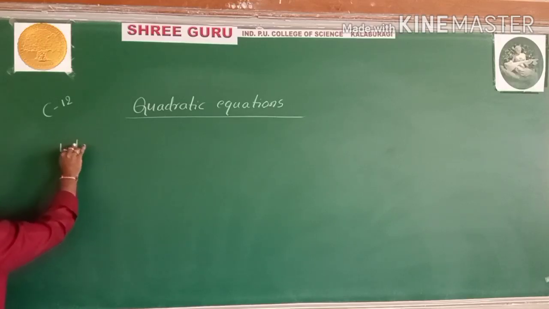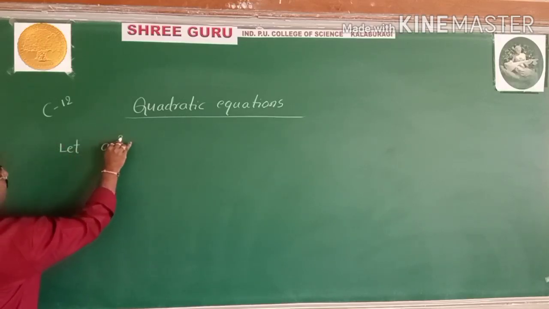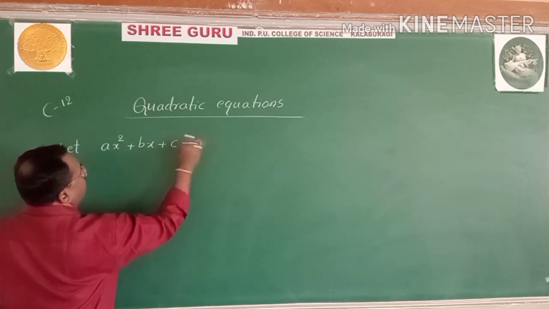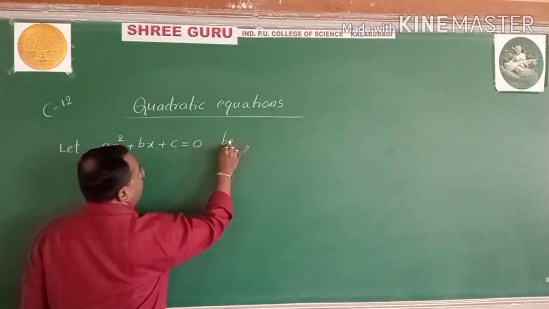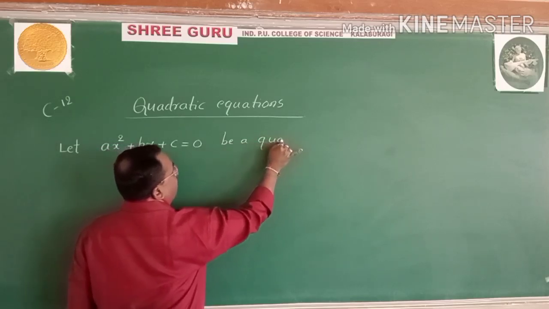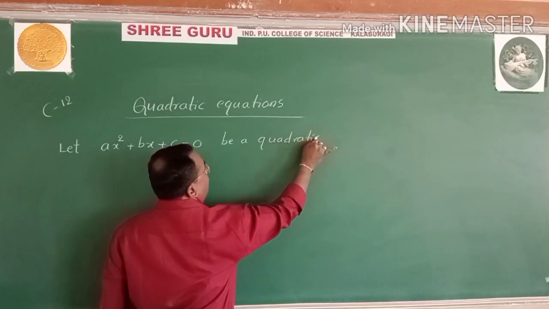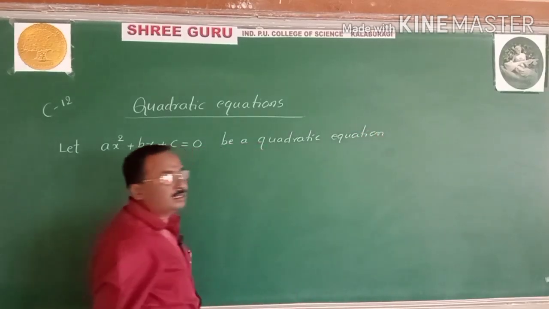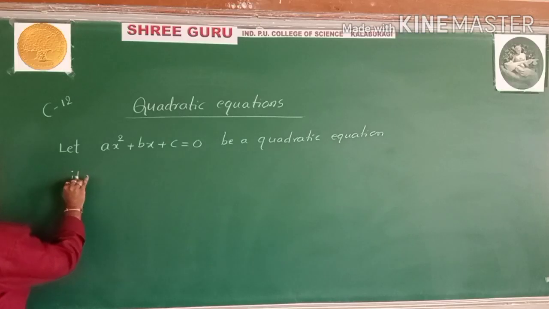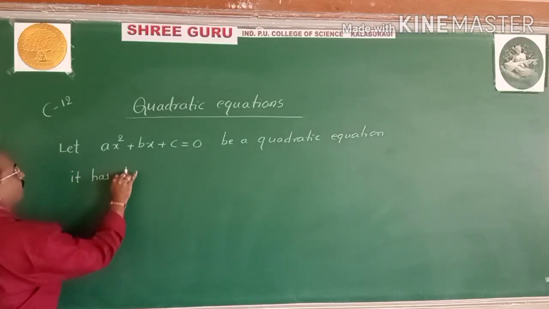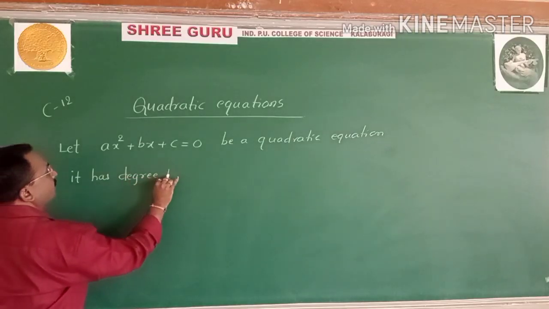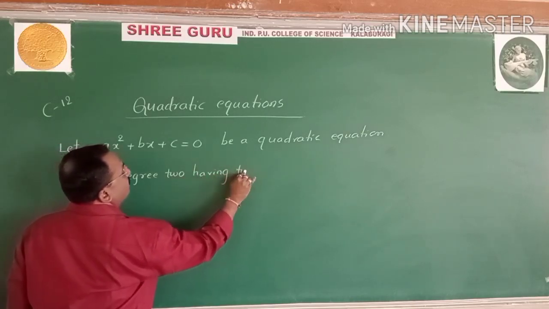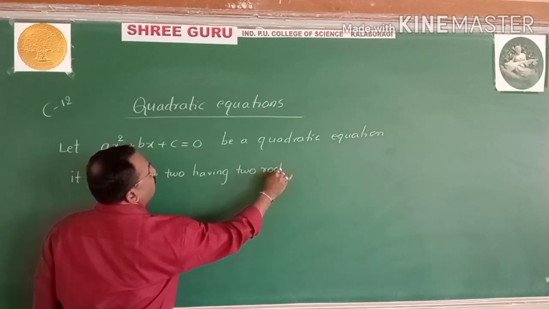Let ax square plus bx plus c is equal to 0 be a quadratic equation. It has degree 2, having 2 roots.